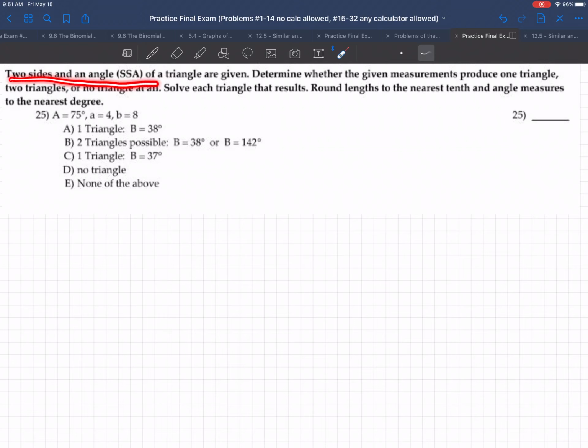Two sides and an angle of a triangle are given. Determine whether the given measurements produce one triangle, two triangles, or no triangle at all. Solve each triangle that results. Okay, so let's do it.